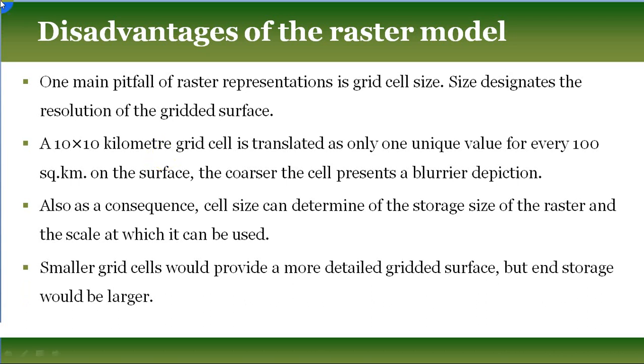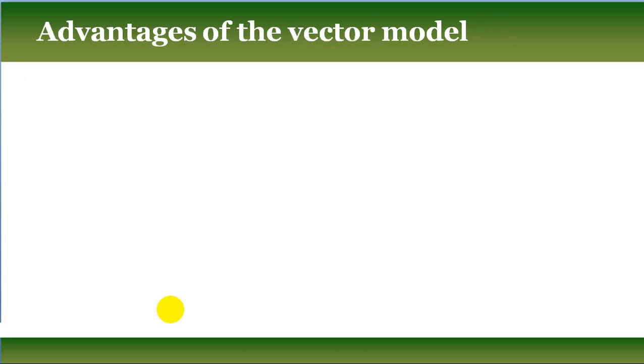A smaller grid cell would provide a more detailed gridded surface. Yes, definitely. If you have a raster where the cell size is smaller, that will represent much more detailed information. But in the end, storage would be much larger. So that is another disadvantage of raster data. Datasets can be very large, and also in raster data, projection and coordinate transformation is not a very easy task, which is much easier in vector data. So those are some disadvantages.